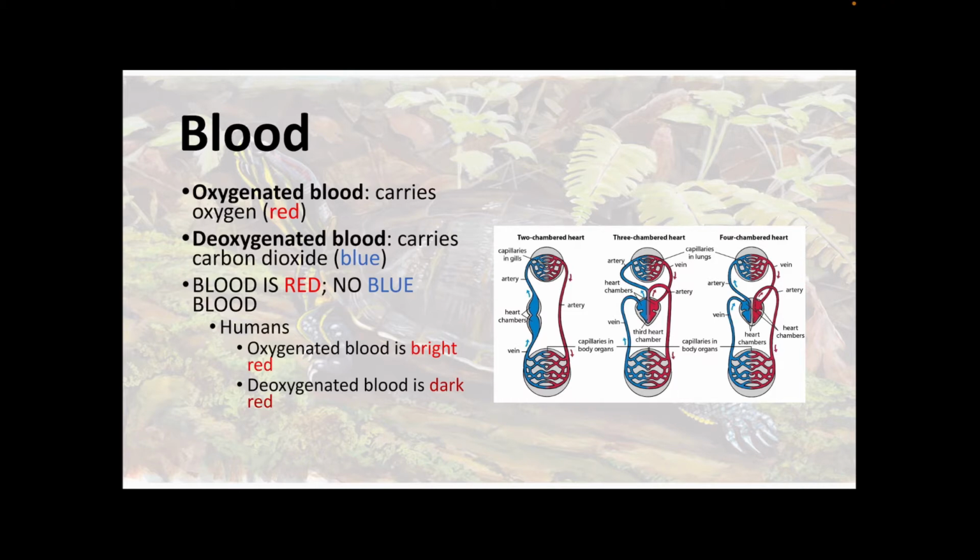And in humans, especially, when you have oxygenated blood, it's going to be a bright red color. So if you have a cut on your hand and you first initially bleed, the first initial blood drops that come out of your cut are going to be bright red because they're fully oxygenated. Once it becomes deoxygenated, it will turn a darker red. So if you see dry blood or blood that's been exposed out for a long time, it will become a darker red.